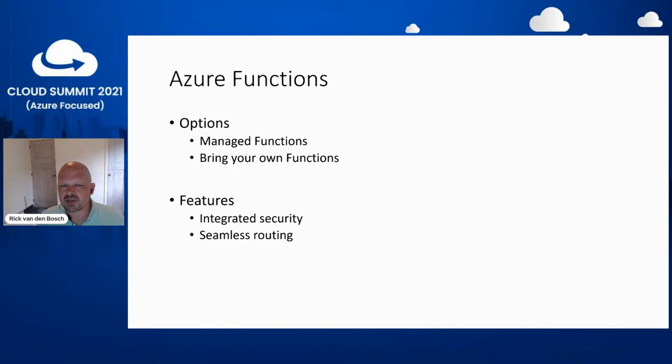And features that were integrated or were added were integrated security and seamless routing. That actually automatically helps you have the APIs under the same domain name as your static web app, and then /API as the route, which means no CORS issues, it just runs. And that's also nice for the certificates that are organized for you, that they all run on that same custom domain.